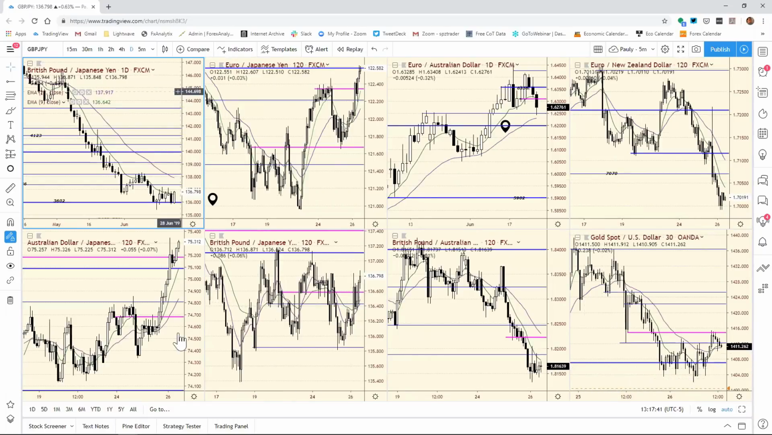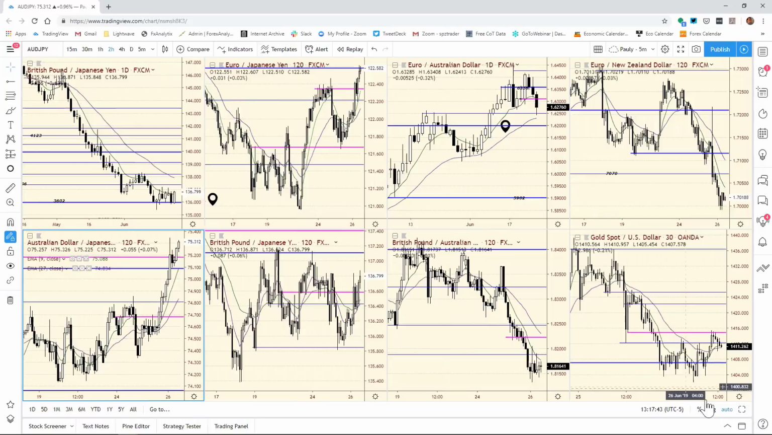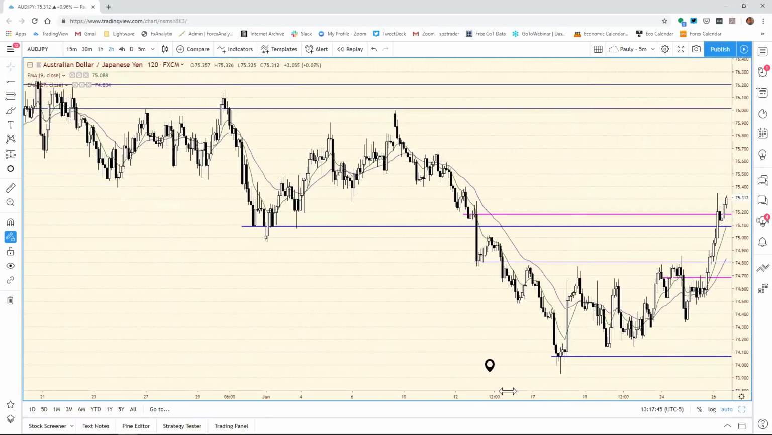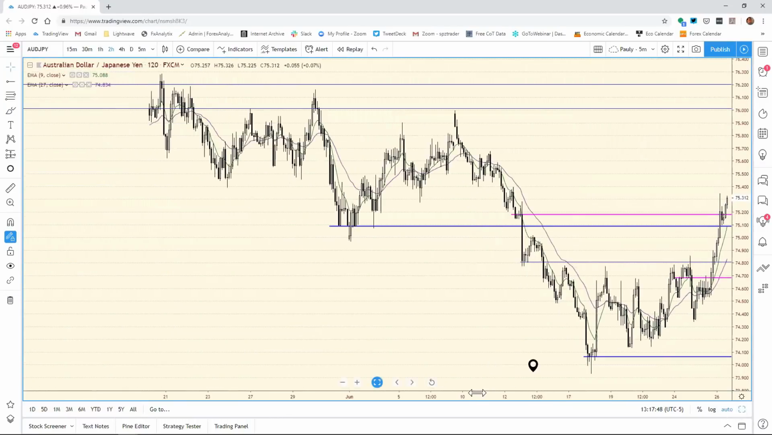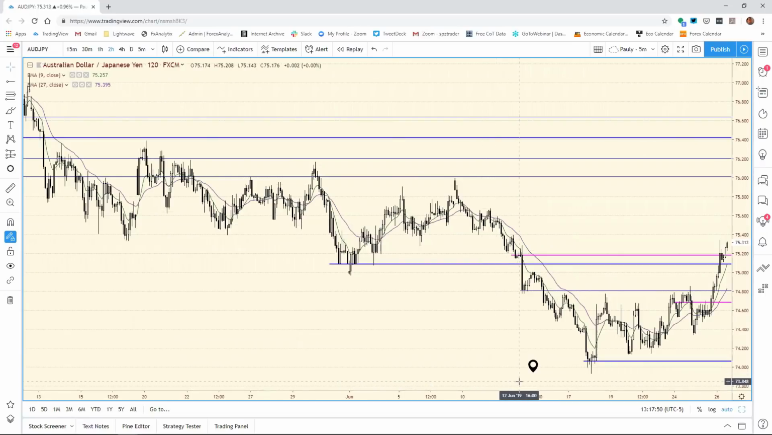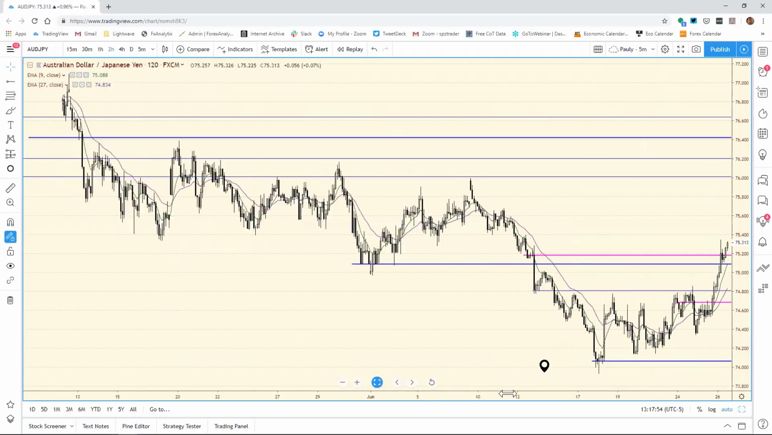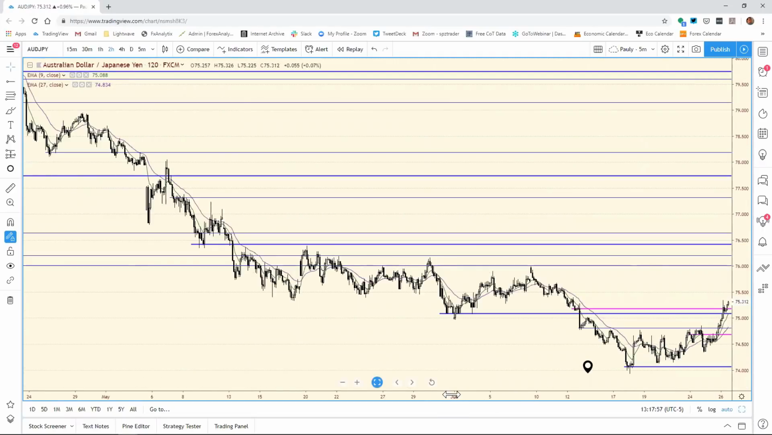Another mover right now is going to be the Aussie yen. The Aussie benefited from the strength that we've seen since the RBNZ with the Kiwi. At least that's my take on this. But we're certainly pushing much higher here in the Aussie yen. How much higher can we go? Let's take a look at this.